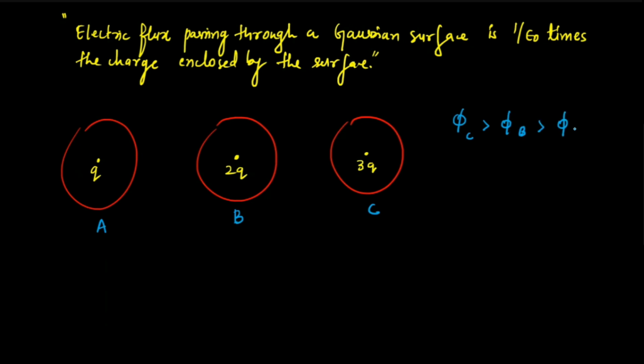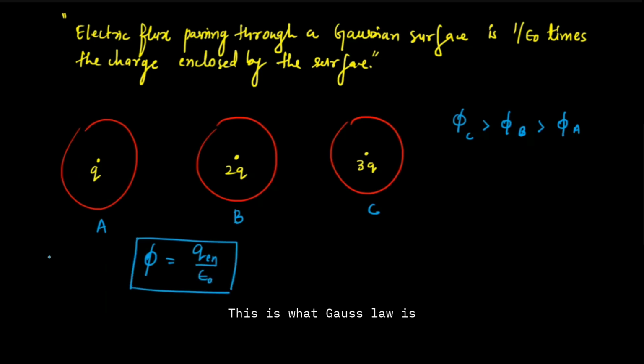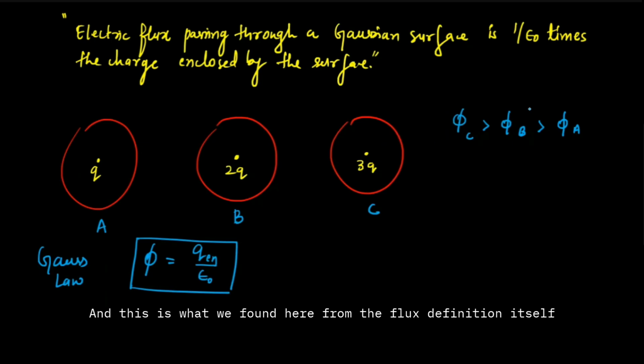than flux for A. So what this Gauss theorem says is that flux is equal to charge enclosed over epsilon naught. This is what Gauss law is. We simply observe this fact that if the charge enclosed is more, flux will be more. And this is what we found here from the flux definition itself.